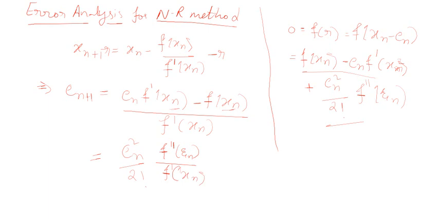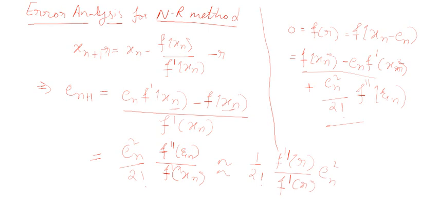And for sufficiently large n, gn and xn are close to r. So that's why here it's approximately equals to 1 by 2 factorial f second derivative of r divided by f dash of r times en square. So this actually proves what we wish to establish.